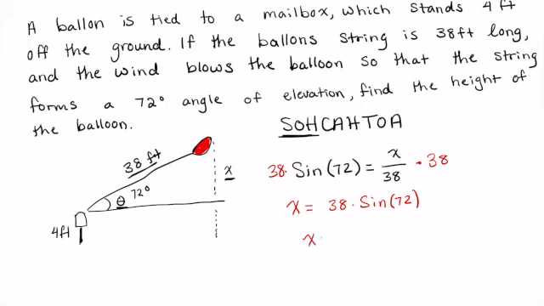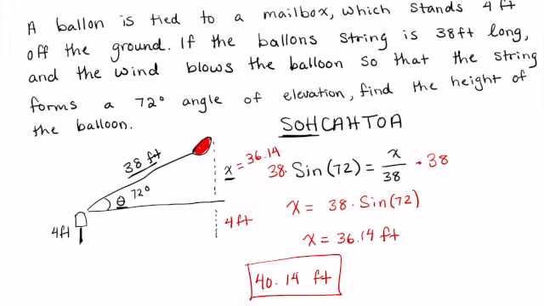When I plug that in my calculator, I get x equals 36.14 feet. Now, I'm not done because I have to include that there's this 4 feet down here. So the balloon itself is 40.14 feet off the ground. All right. So again, make sure we're answering the whole question. Make sure we're utilizing all of the information given to use these trig ratios to solve these right triangles. Let's look at one last problem.